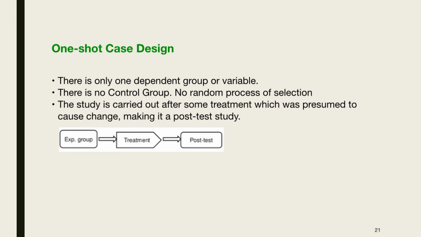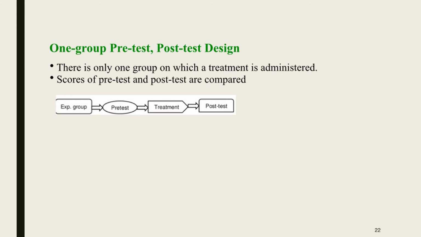In a one-shot case design, there is only one dependent group or variable. There is no control group, there is no random process of selection, and the study is carried out after some treatment which is presumed to cause change, making it a post-test study. So there is an experimental group, a treatment is given, and then a post-test is done. In a one-group pre-test post-test design, there is again only one group in which the treatment is administered, and the scores of pre-test and post-test are compared.